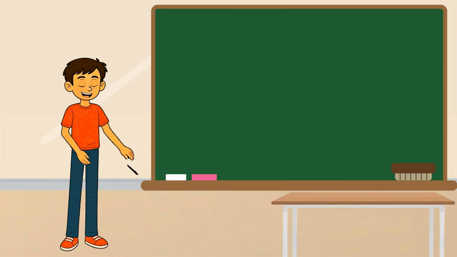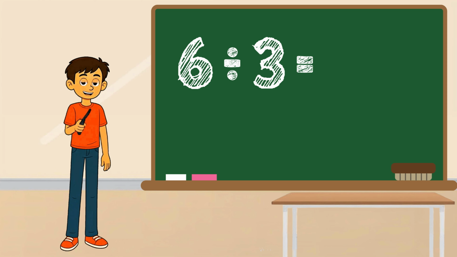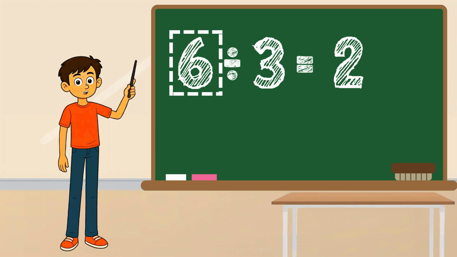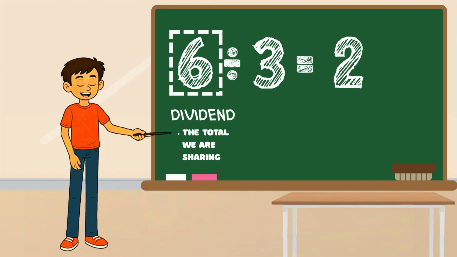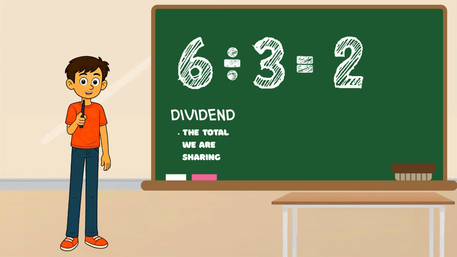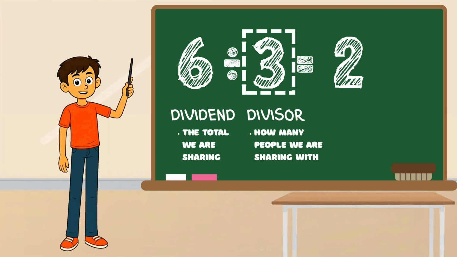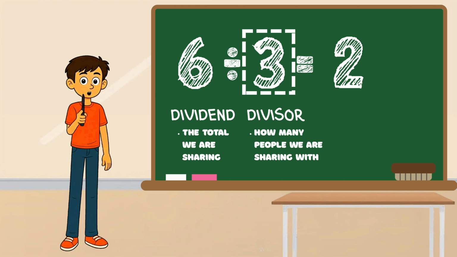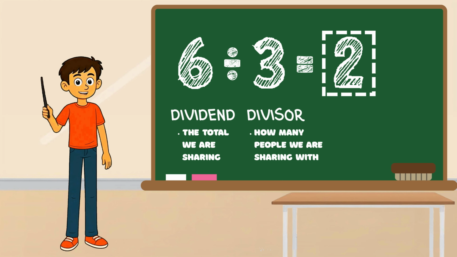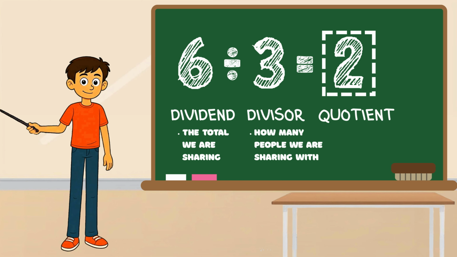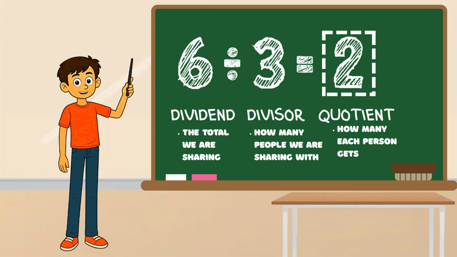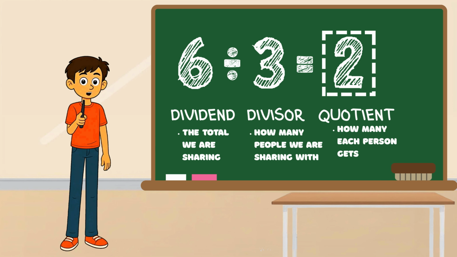We write it like this. 6 divided by 3 equals 2. The first number, 6, is called the dividend. That's the total we're sharing. The second number, 3, is the divisor. That's how many groups or people we're sharing with. And the answer, 2, is called the quotient. That's how many each person gets.